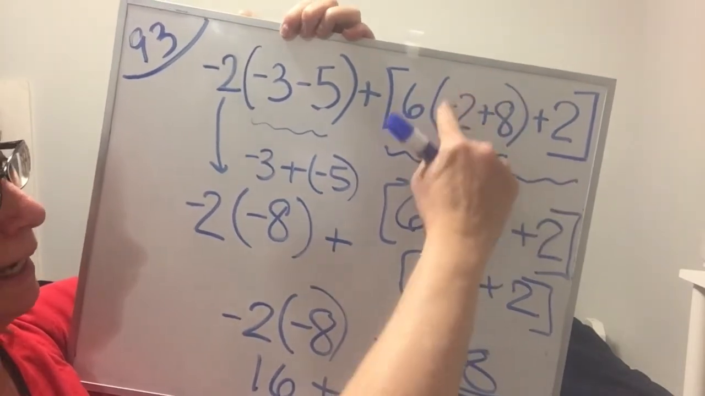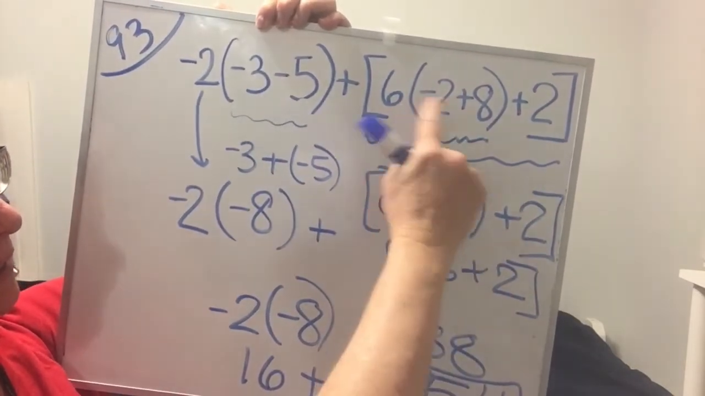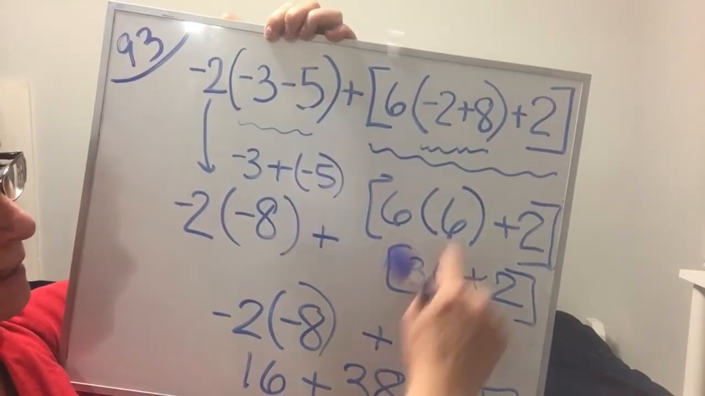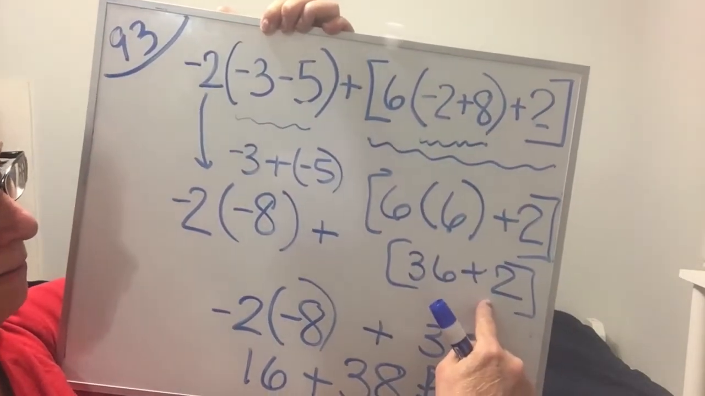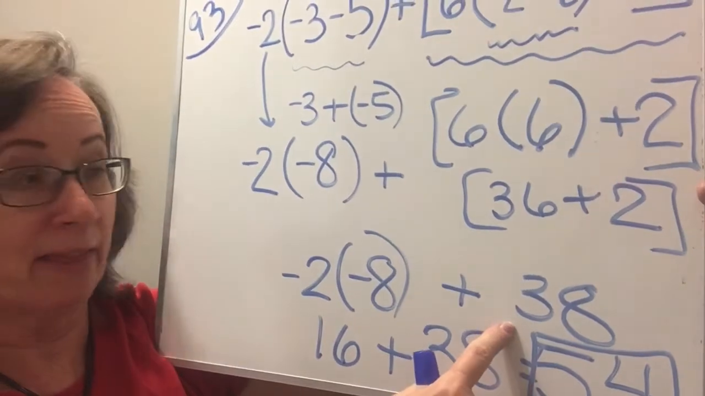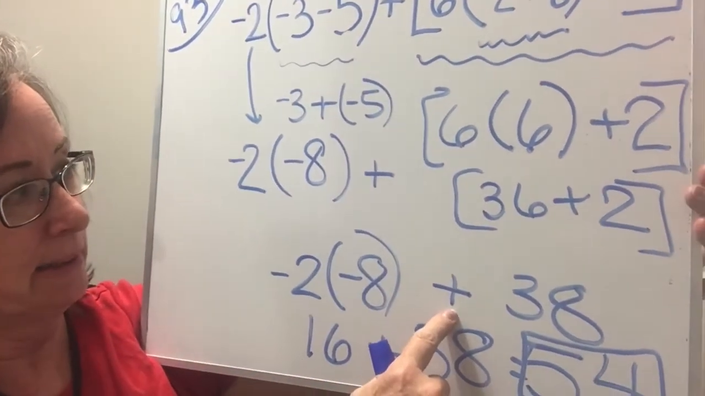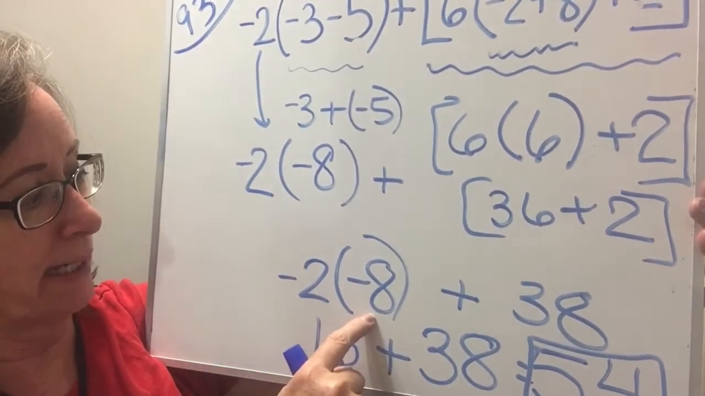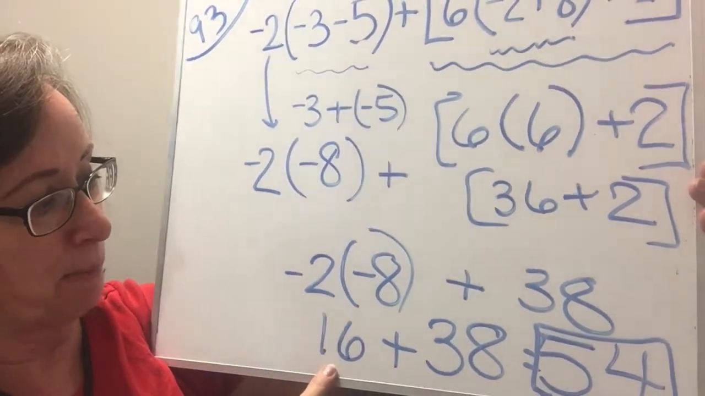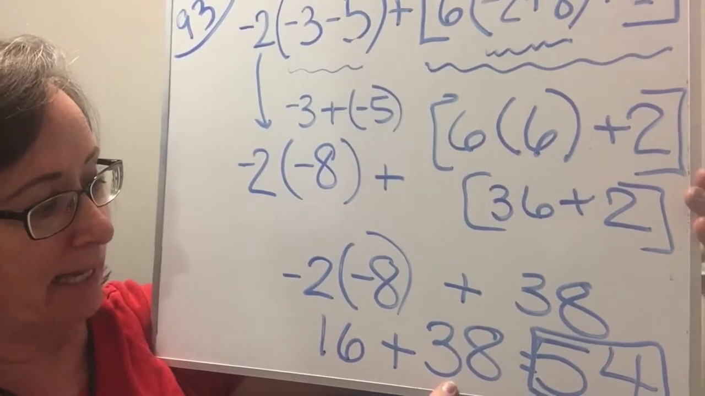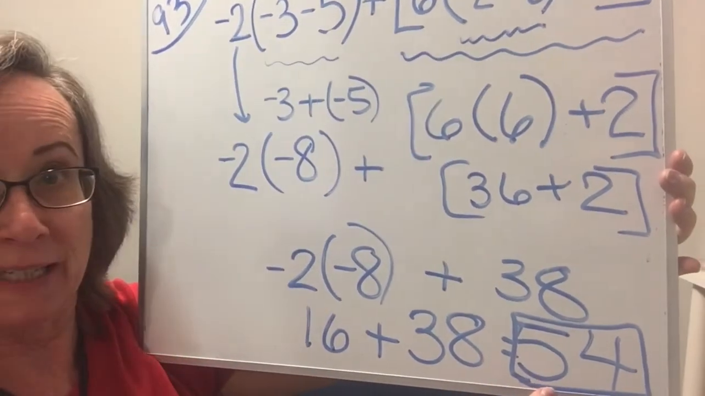We did this one next and got the 6. 6 times 6 was 36. And then finally we add on the 2 to get the 38. And then we brought down the plus sign. And then we had this one that we brought down. -2 times -8 is +16 plus the 38 is going to be 54.